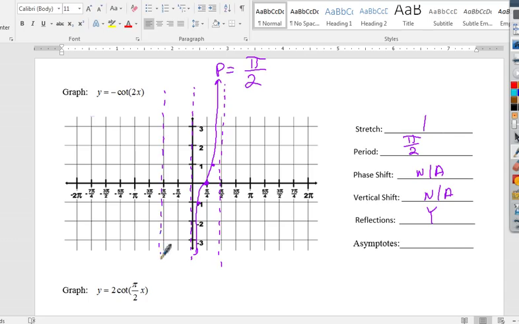Once you have the 1 in, you can start the repetition, and you guys will go ahead and fill out the rest of the screen. Our asymptotes are happening at negative pi over 2, 0, pi over 2, dot, dot, dot. Okay, 2 more to go.